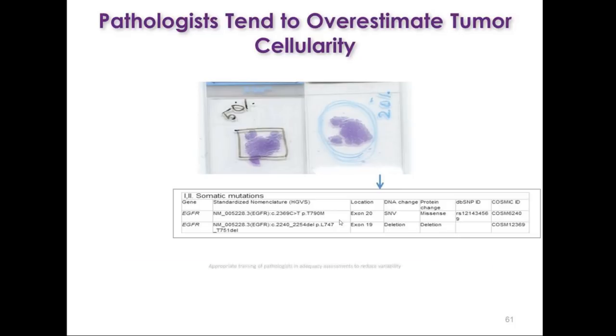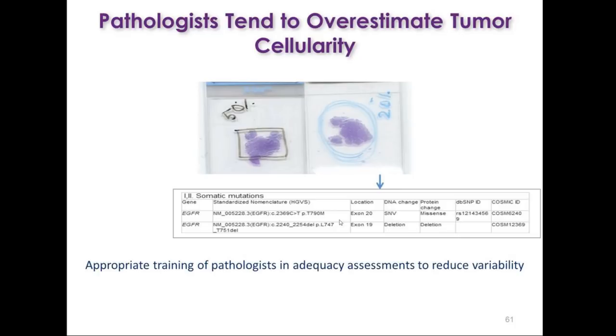But we also picked up a T790M mutation, which is the resistance mutation, and which is what they were clinically suspecting. So it is important to appropriately train your pathologists who are doing adequacy assessments, one, to reduce the variation in assessing these specimens, and also to ensure that you're sending an appropriate specimen for testing and you reduce the number of false negative results.